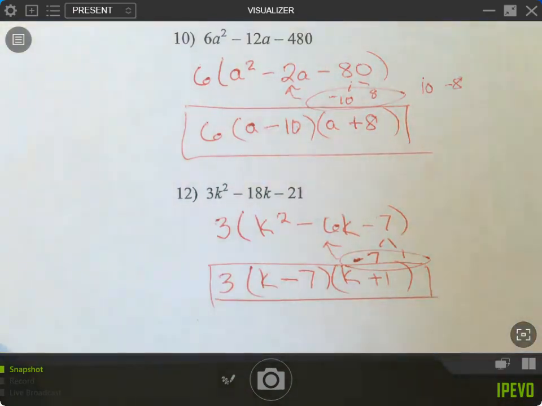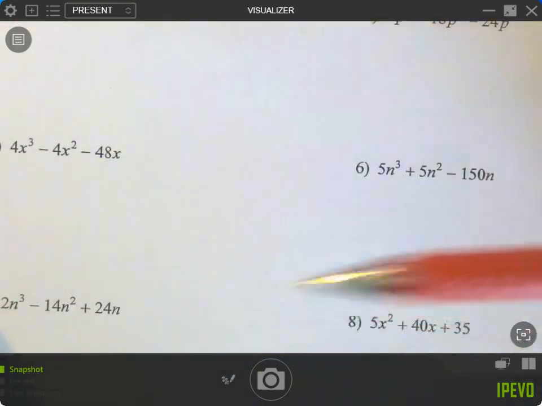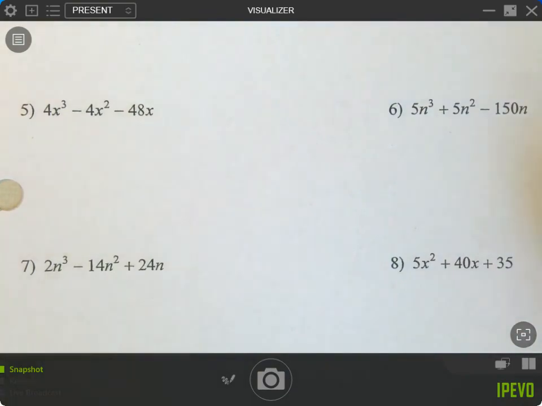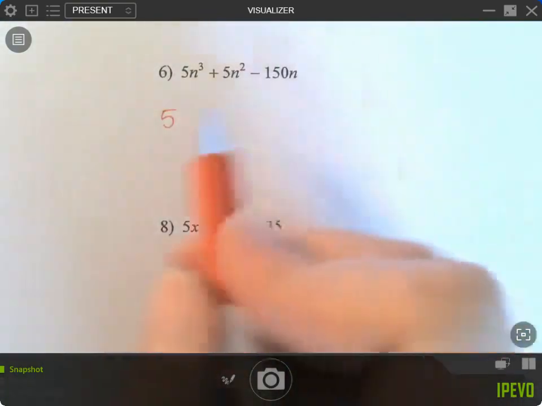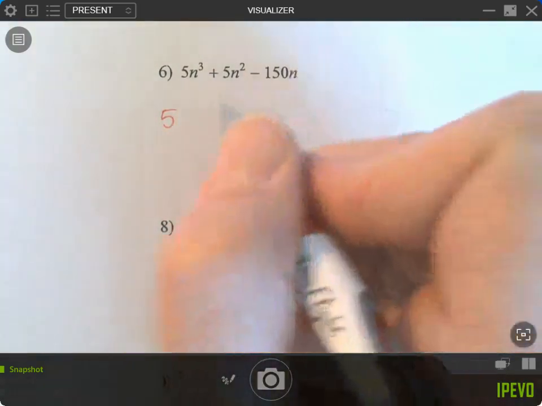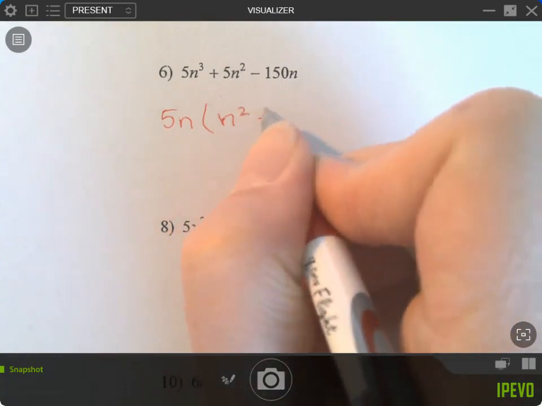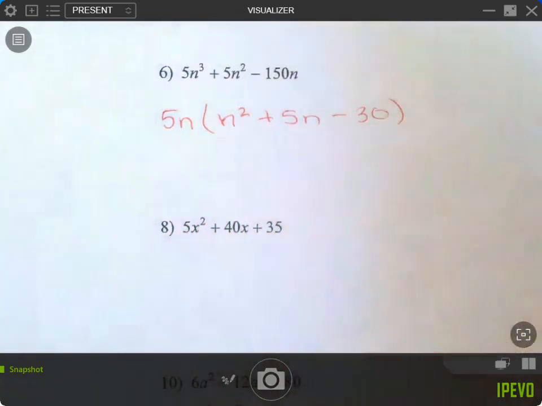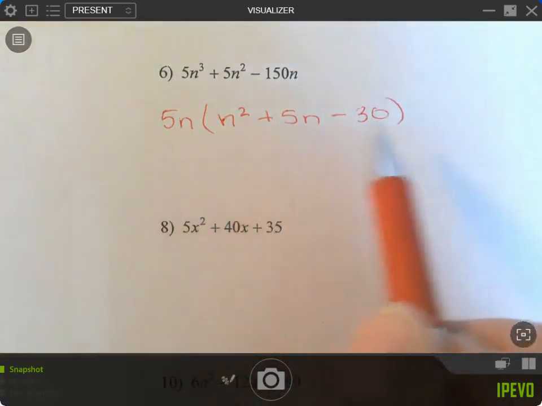Okay, the only other thing I want to bring up are a couple problems like numbers 4, 5, 6, and 7. Do you notice they all have an extra variable in them? So let's look at number 6. Not only am I going to divide by 5, what else am I going to take out? A 5 and an n. So what's left? N squared plus 5n minus 30. So same idea, but I've got to get the extra variable out.